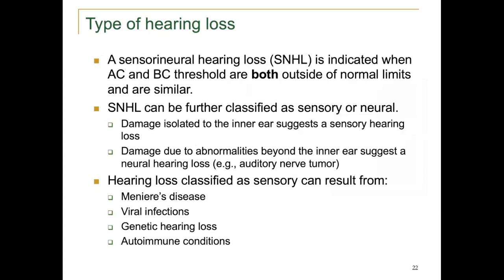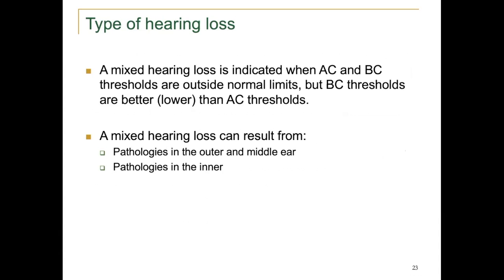Sensorineural hearing loss is indicated when air and bone conduction thresholds are both outside of normal limits and are similar. Sensorineural hearing loss can be further classified as sensory or neural. A mixed hearing loss is indicated when air and bone conduction thresholds are outside normal limits, but bone conduction thresholds are better or lower than air conduction thresholds. A mixed hearing loss can result from pathologies in the outer and middle ear and pathologies in the inner ear.